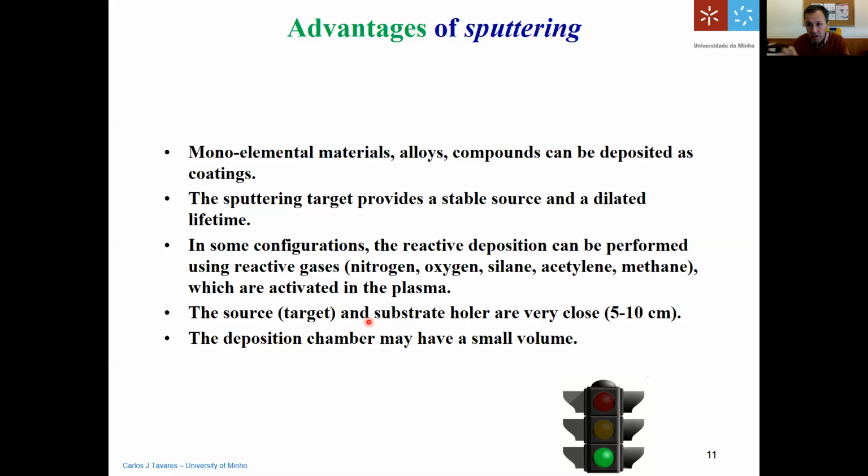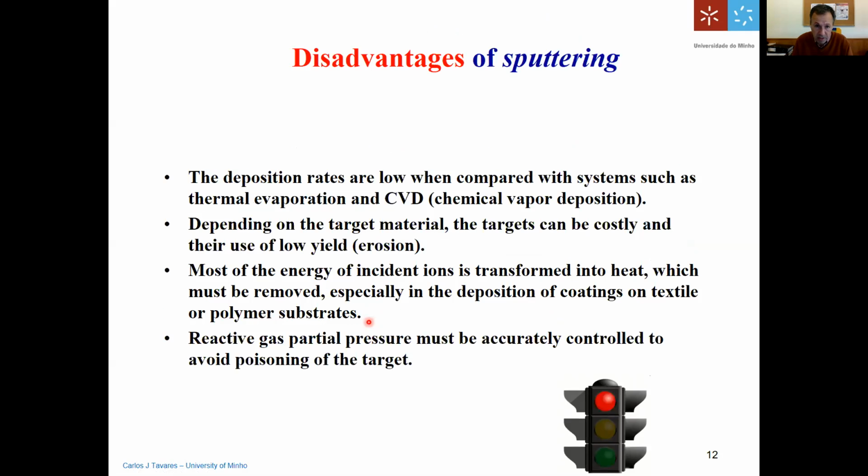We didn't use any acids, any reagents. So besides the gas, we need reactive gas, which is nitrogen, oxygen. And for the sputtering, we use inert gas like argon, which is the cheapest and most versatile gas that we can use. But now some disadvantages.